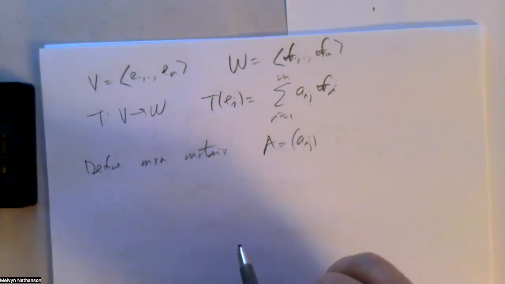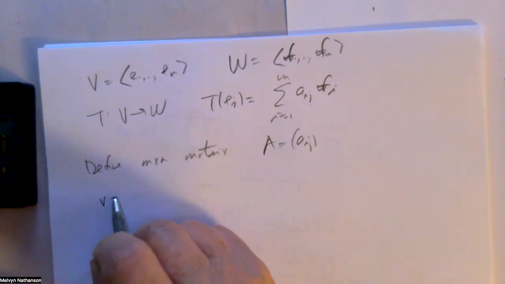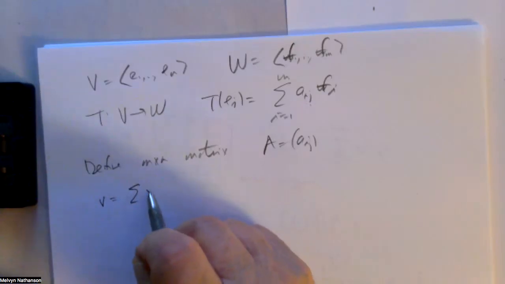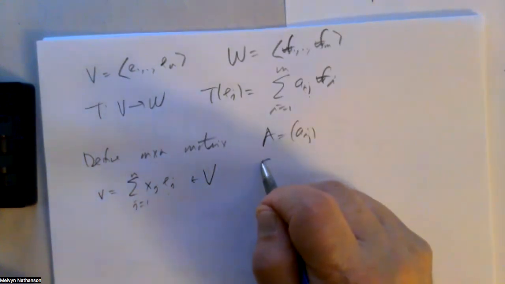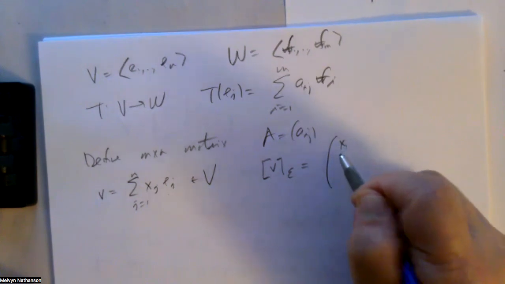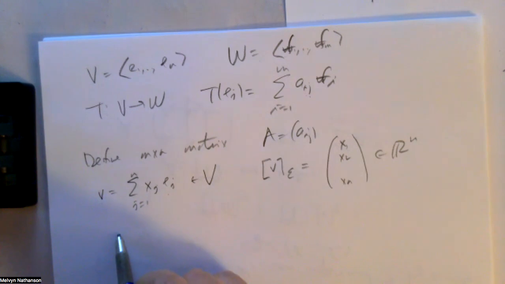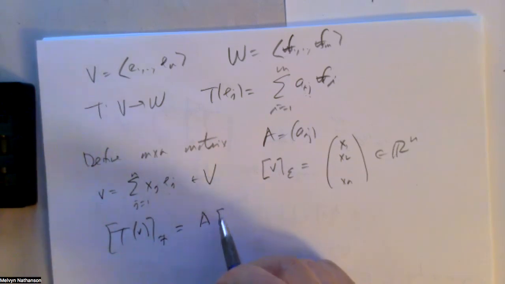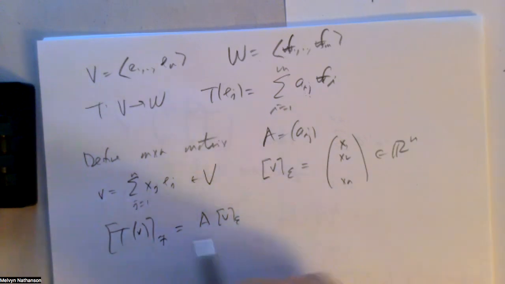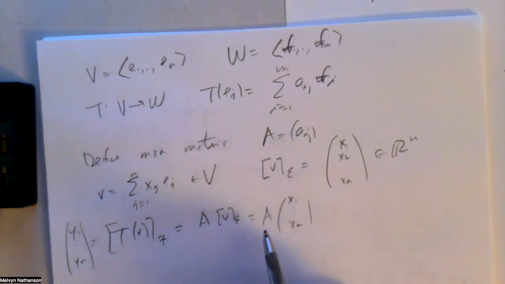And this has the property that if we take v to be the summation of xj ej, j goes from 1 up to n. So this is writing a vector in V as a linear combination of the e's. So the coordinate vector for v with respect to the basis E is the n-tuple x1 down to xn in Rn. And if we take T of v, that's a vector in W, and we write its coordinate vector with respect to the basis F, this is going to be exactly the matrix A applied to the coordinate vector for v. So if we let this be y1 up to ym, this is A times x1 down to xn.